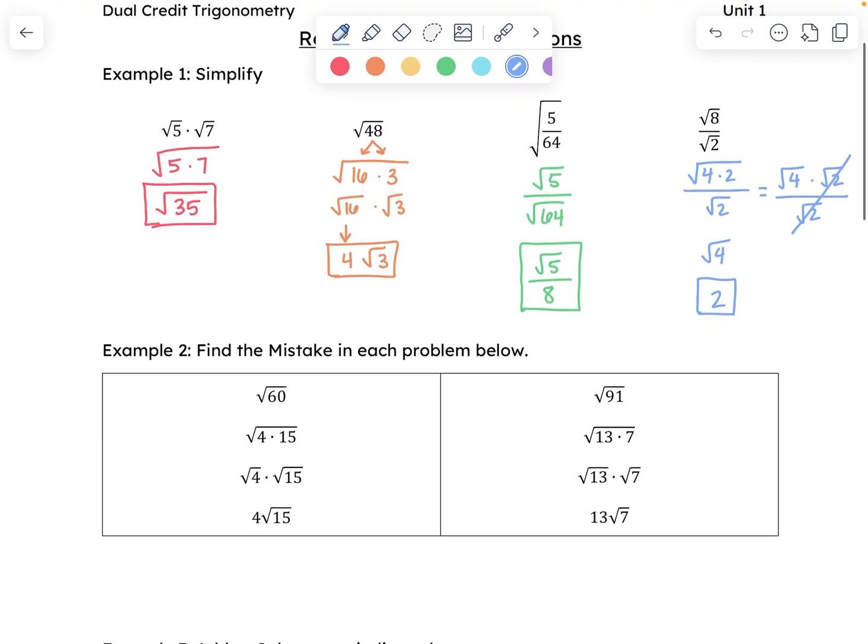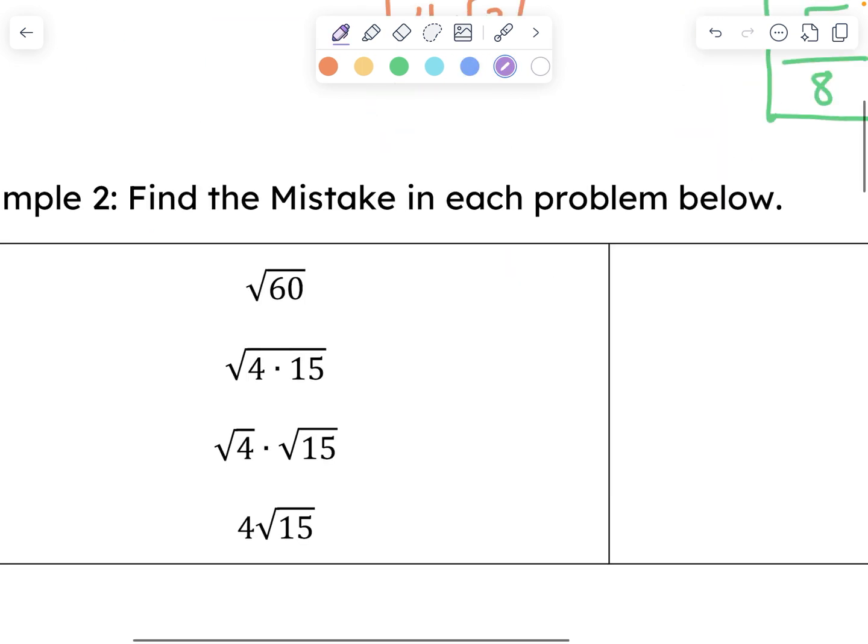So now that we've covered some basics here, I've got two examples that have some pretty common mistakes that I've seen my students make. If we're looking at the first one, we started with the square root of 60. So finding the mistake in this problem, if you want to pause the video and see if you can find the mistake and fix the mistake, I'll give you a second to do that.